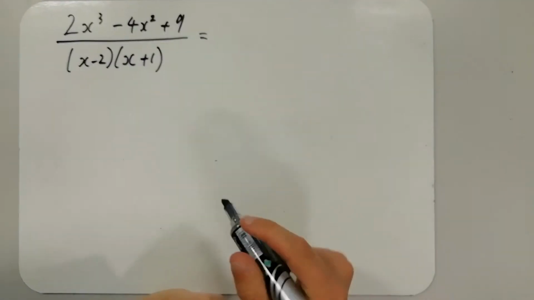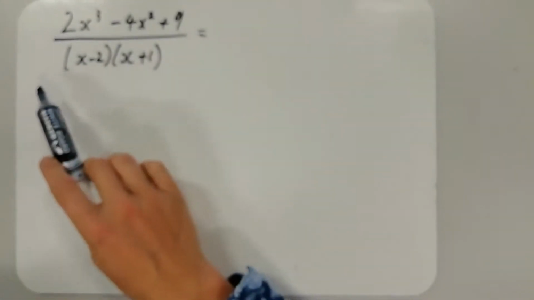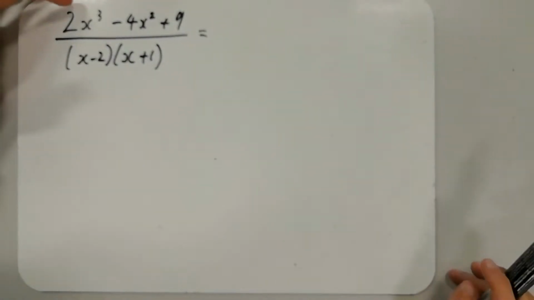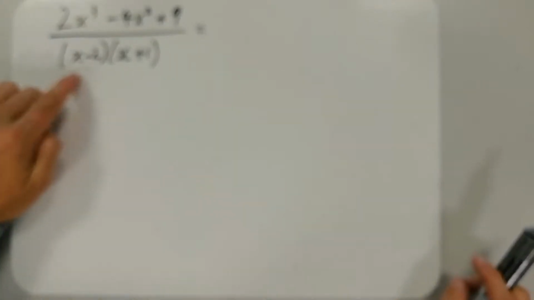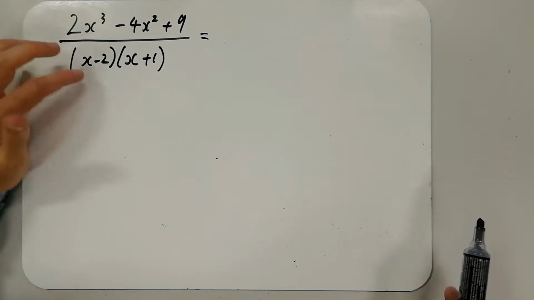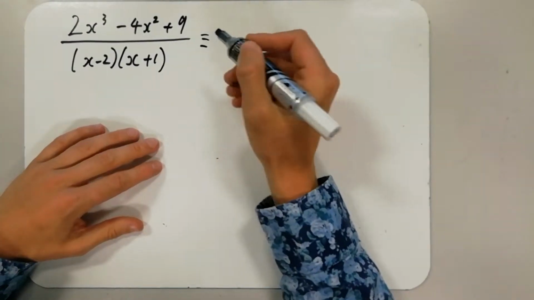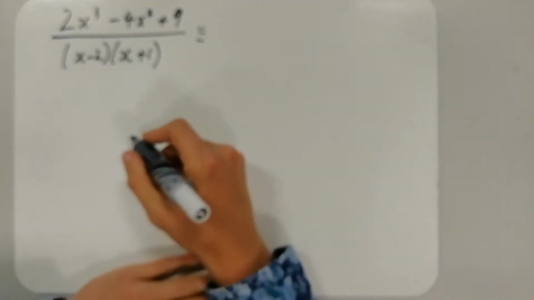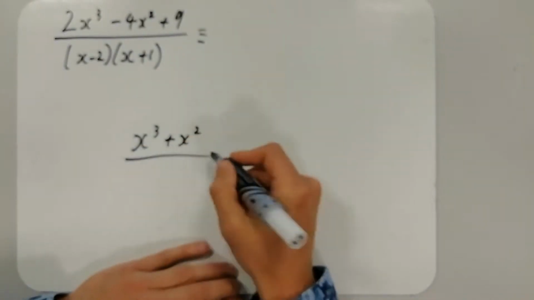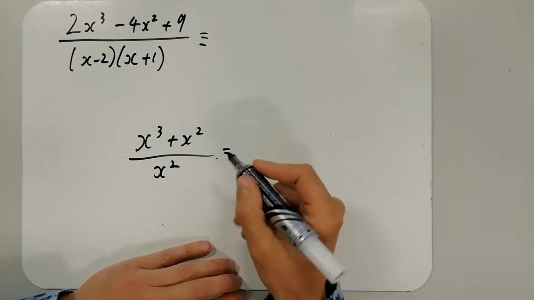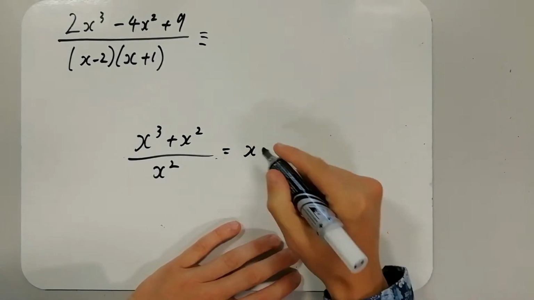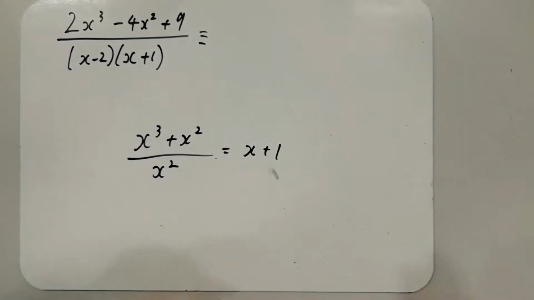Okay, final video on partial fractions, and that's what to do when you've got an improper algebraic fraction, i.e. one where the power of the x term on the top is greater than the power of the x term on the bottom. So in this case you can see we've got a cubic divided by a quadratic. So if we think about what we'd get if we had some cubic divided by a quadratic, we can see that it's going to be of the form x plus 1.